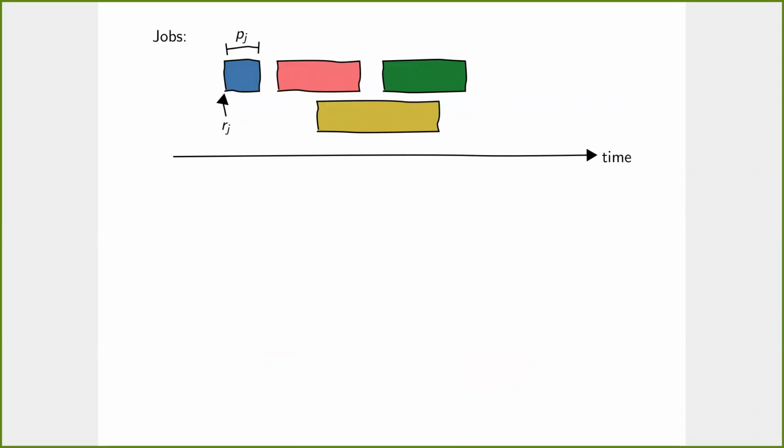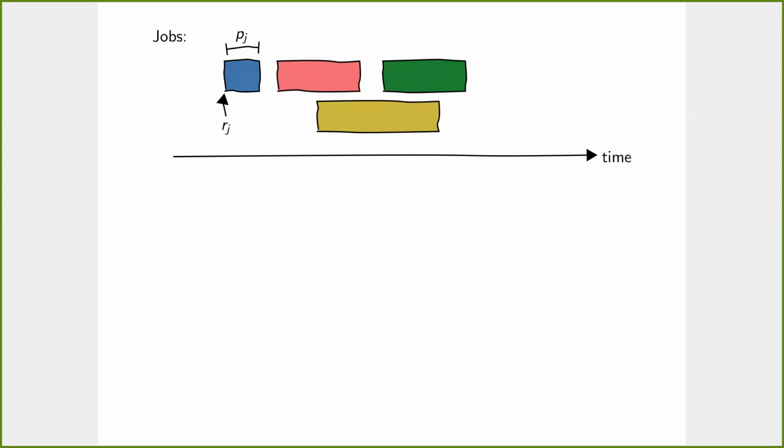So the problem, as in most scheduling problems, you're given a bunch of jobs that have to be completed, and in this case, the jobs have different release times. So for each job, illustrated here by a box, there's a specific time from when it becomes available to be processed. Also, each job has a processing time, p_j, which denotes the total amount of time you need to process it in order to complete it.